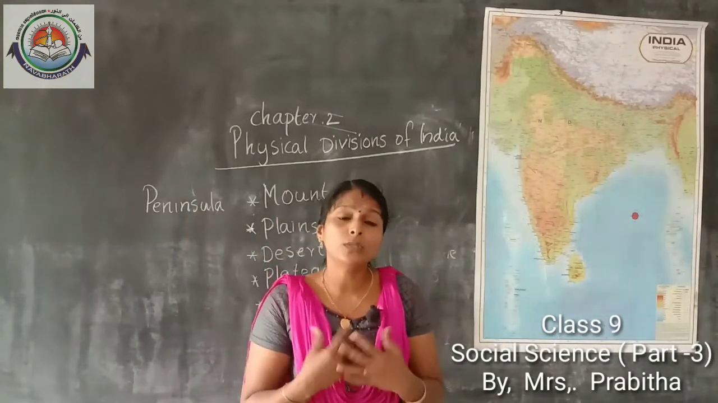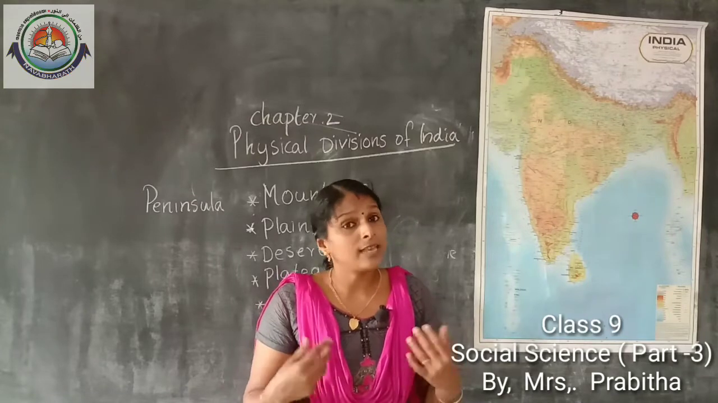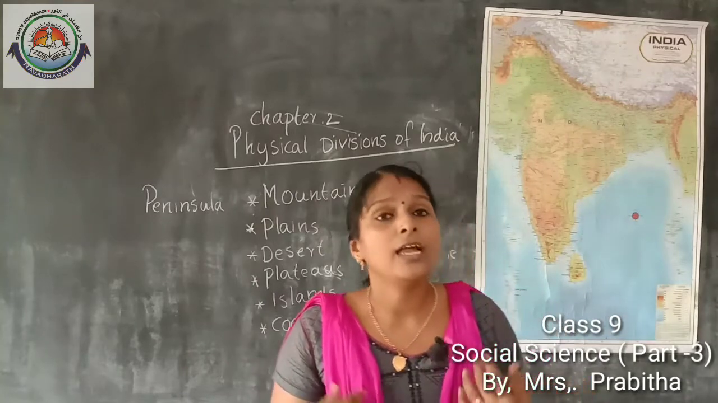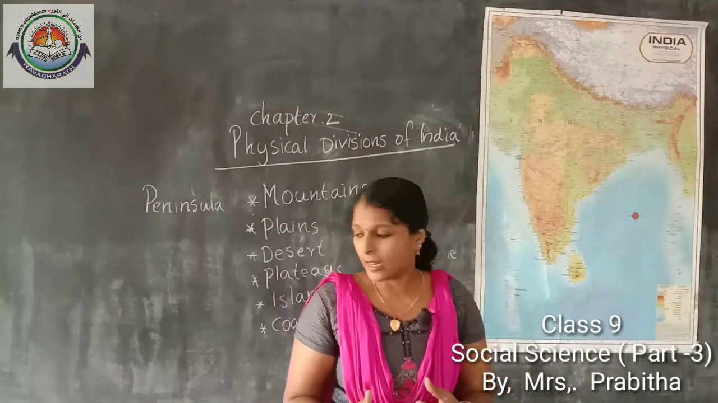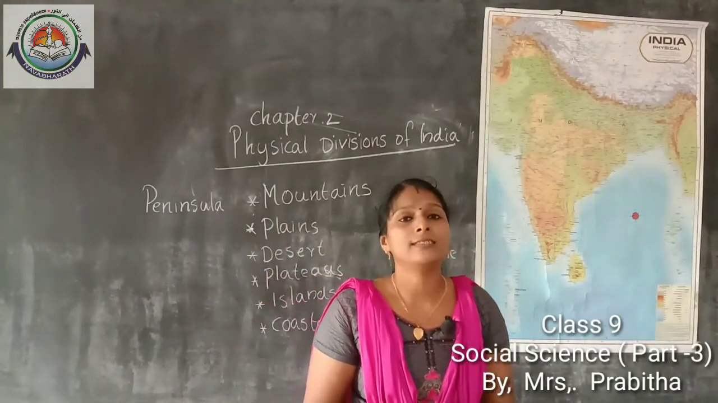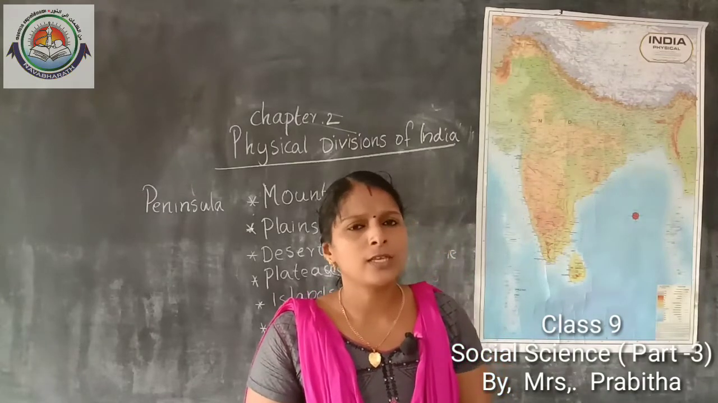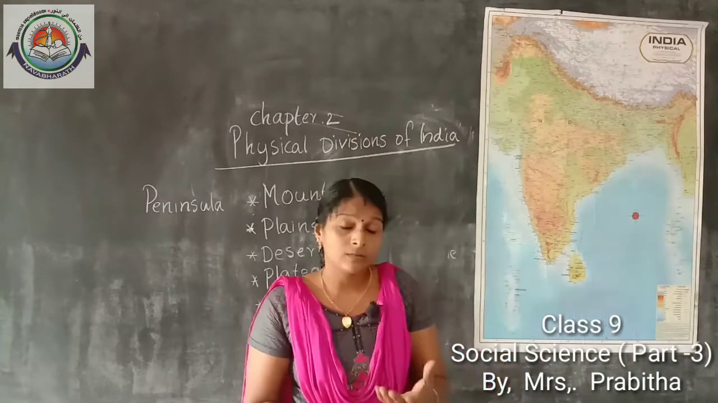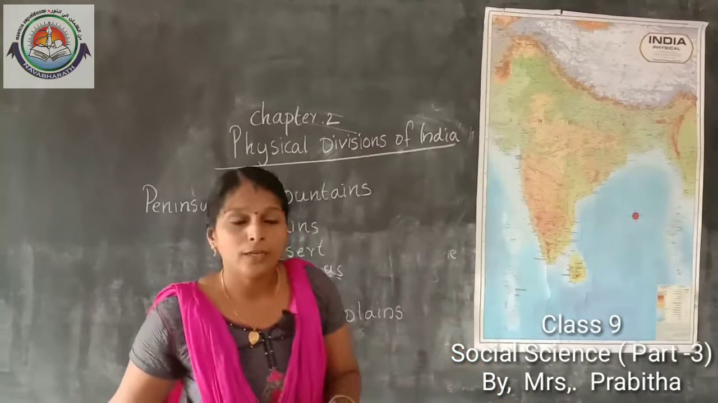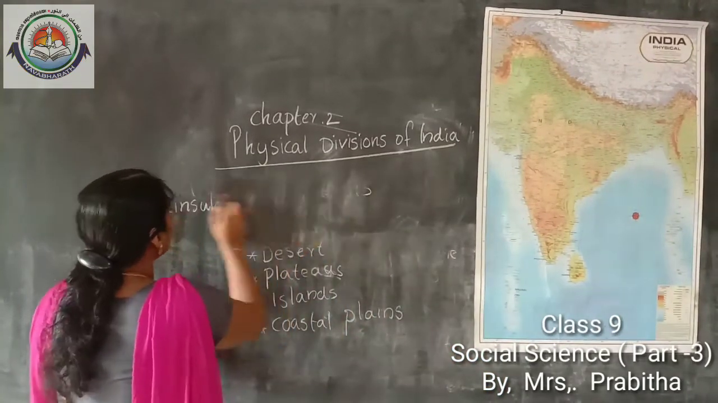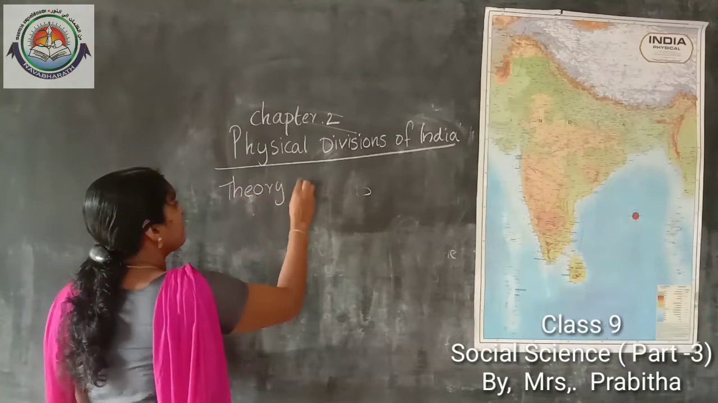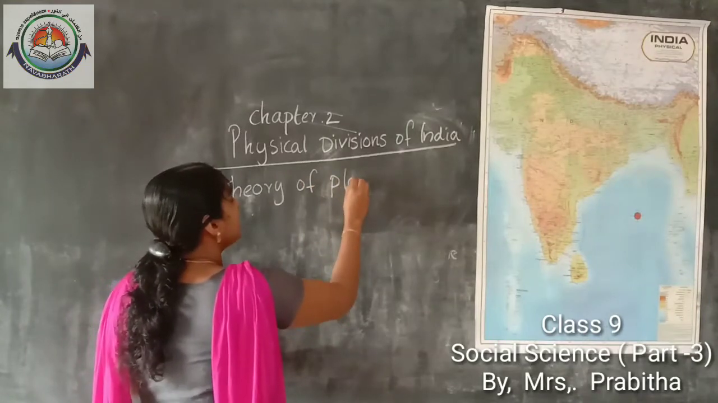Now you may think how these landforms are formed. These landforms are formed by some geological processes like weathering, deposition, erosion, etc. Earth scientists explained many theories about the formation of landforms. One of the most important theories among them is the theory of plate tectonics. Now we can discuss what the theory of plate tectonics is.